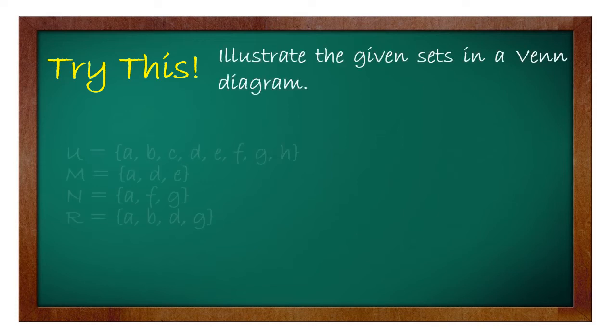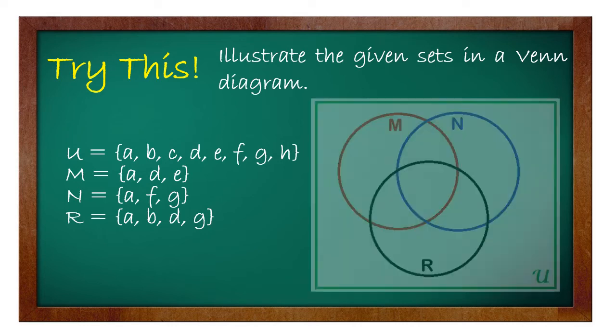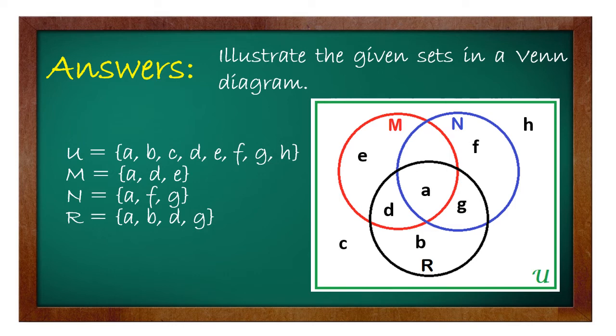Illustrate the given sets in a Venn diagram. Given the set U, the set M, the set N, and the set R. I-pause mo muna ang video na to at sagutan. Pagkatapos, kung may sagot ka na, pwede na muna ulit i-continue. Ibig sabihin, nasagutan mo na siya. Tingnan natin kung tama yung sagot mo. I hope na nakuha mo siya ng tama. At kung sakaling hindi man, balikan mo ulit yung lessons natin kanina para maintindihan mo ulit.